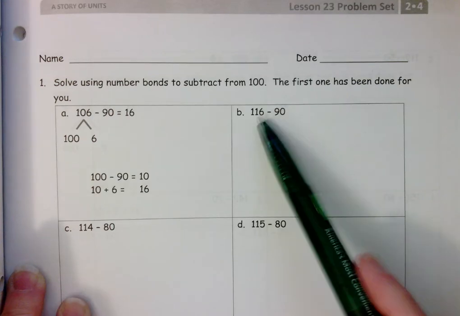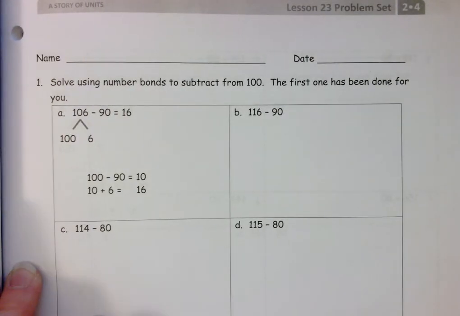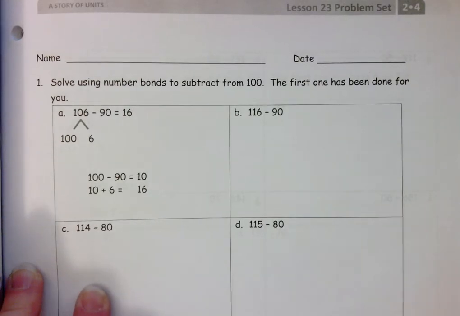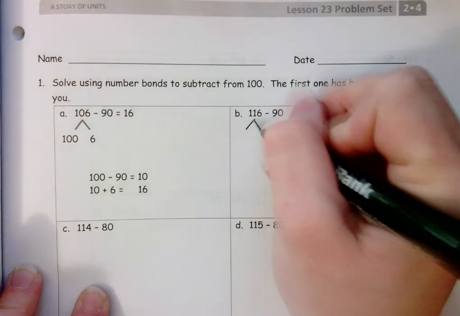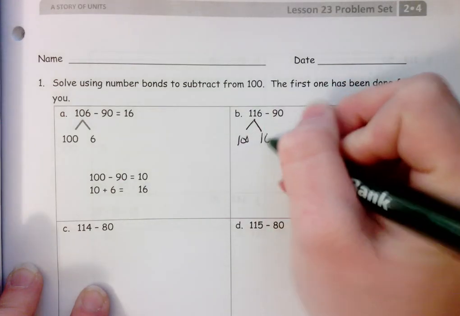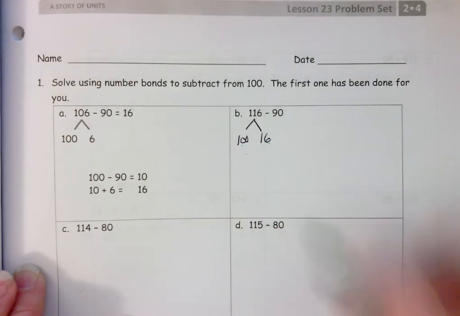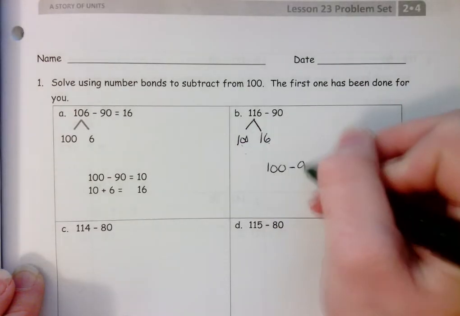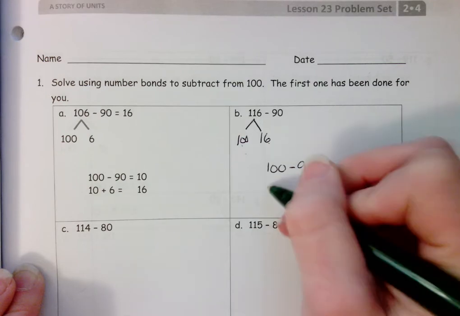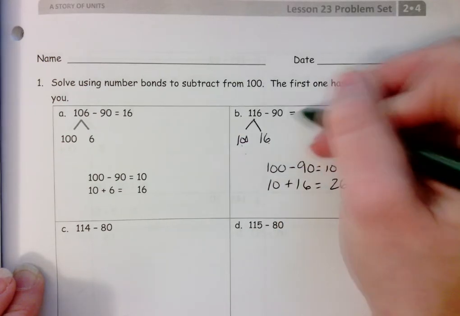So I can do this in my head right now and know that that answer is 26. But if you ask me, how did you do that? I could say, okay, I thought about 116 as 2 parts, and I thought 100 minus 90 equals 10, and then I added my 10 plus the 16 to get me 26.